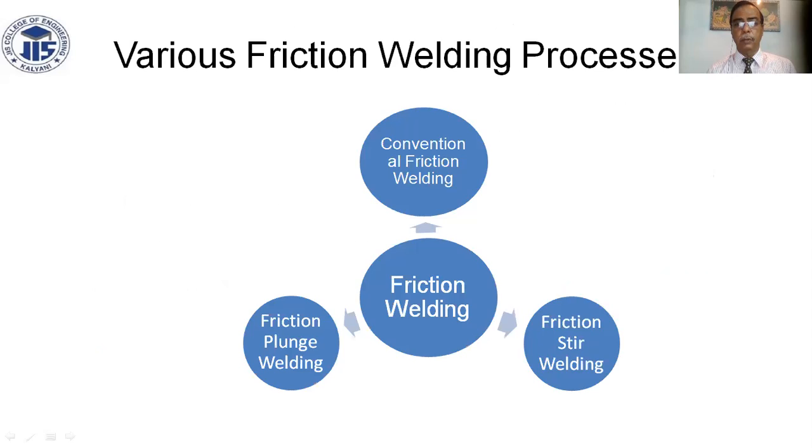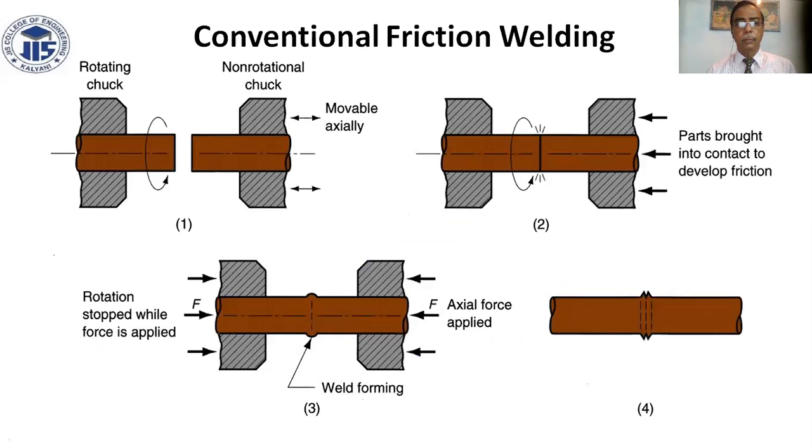Various friction welding processes: conventional friction welding, friction plunge welding, friction stir welding. This is conventional friction welding. This one has a rotating chuck, and this is a non-rotating chuck, movable axially. So one is rotating and the other is movable. After contact, friction develops, and the rotation stops, while force is applied and the joining process takes place. So the weld is forming, and this is the weld. After this is the final joint.